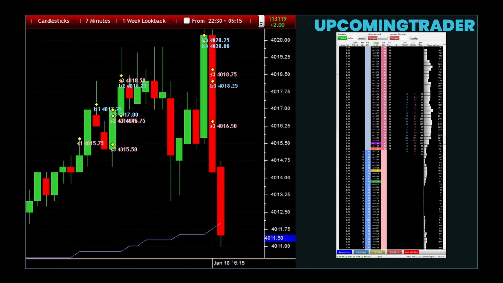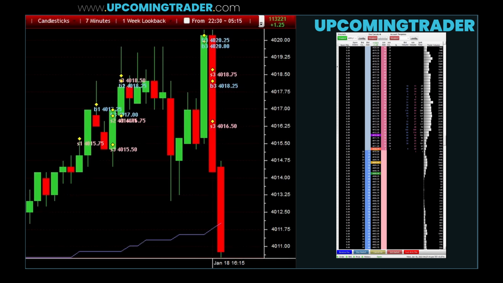Now let us talk about using volume indicators to help confirm these reversals. There are several powerful tools that you can use to analyze volume in relation to price movement.